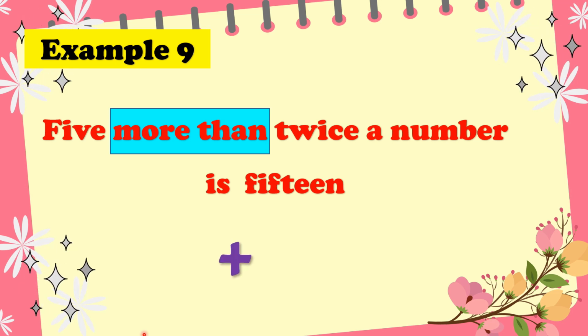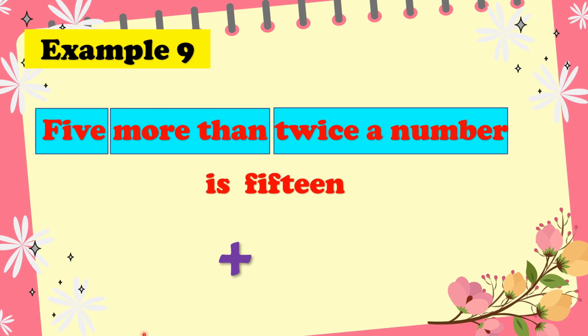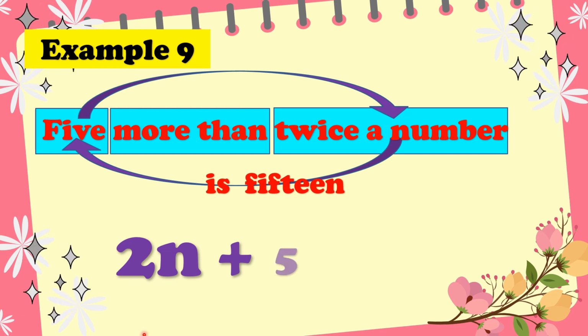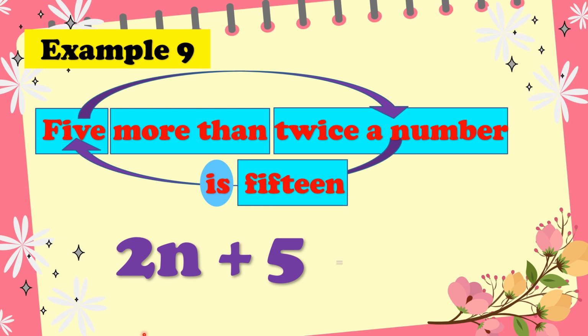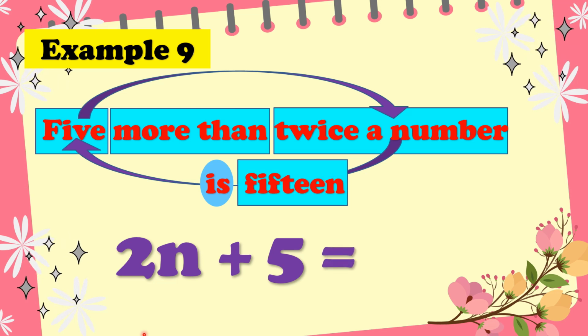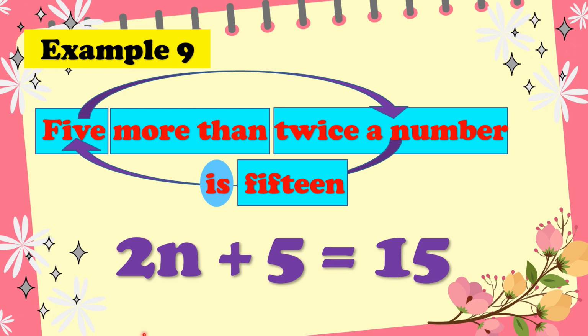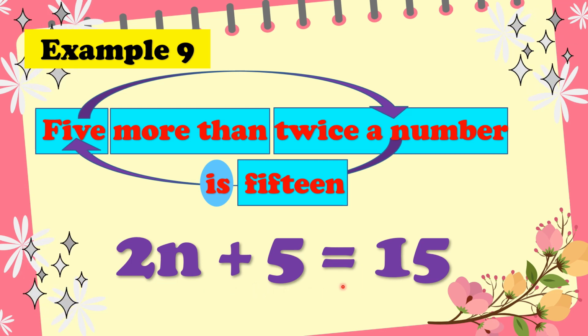Sino yung pagpapalitin natin? Si 5 at saka yung twice a number. So, una nating isulat si twice a number and that would be 2n. Since "more than", kaya plus. So, ang susunod nating susulat is si 5. At dahil meron tayong "is", gagamit tayo ng equal sign. At ano daw yung magiging sagot natin? That would be 15. So, pag tinranslate natin, 5 more than twice a number is 15, that is equivalent to 2n plus 5 equals 15.